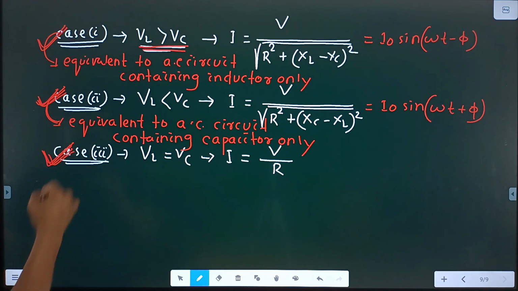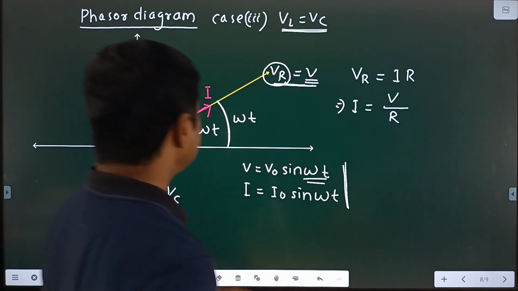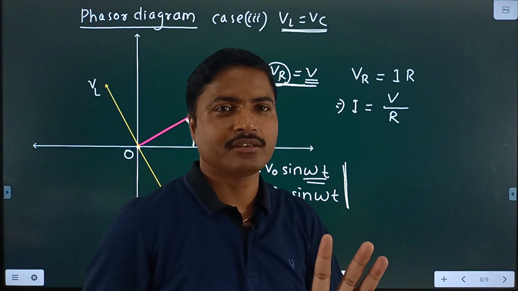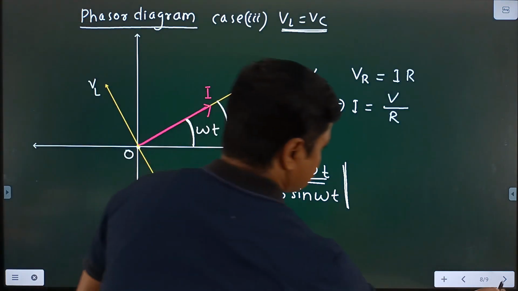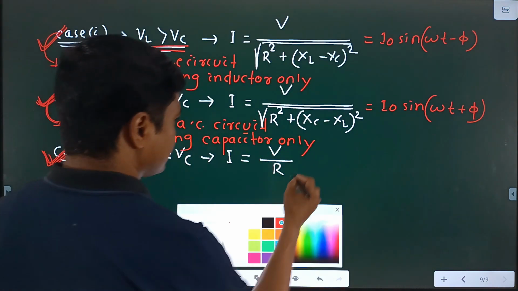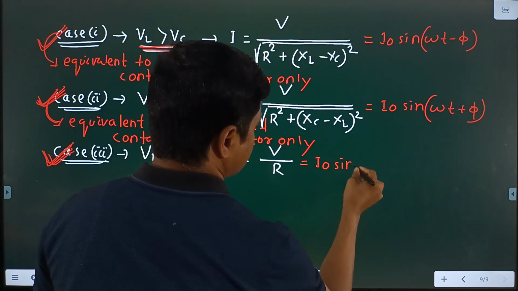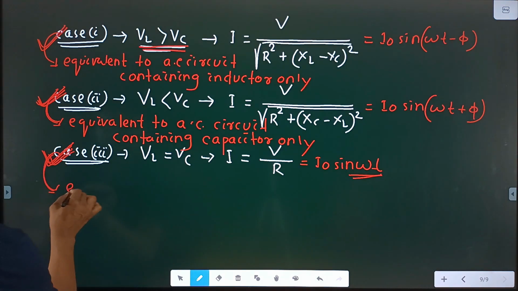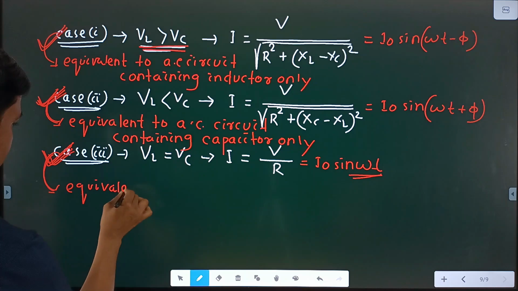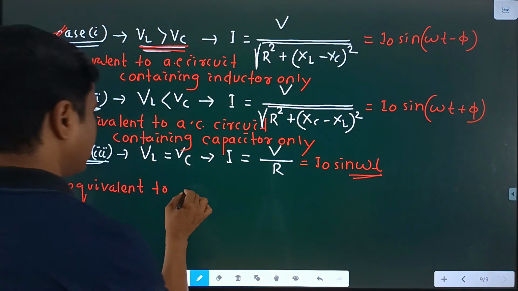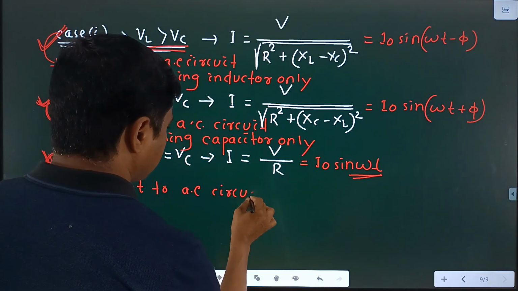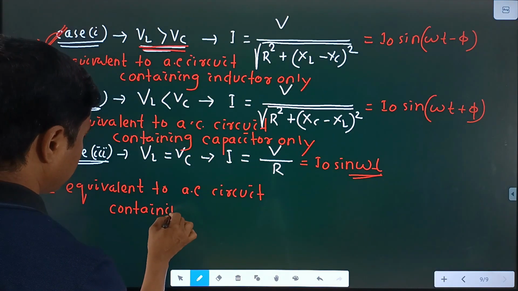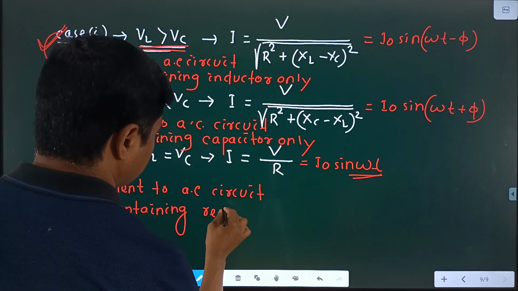Similarly, this one is the third case. In the third case, current and voltage are both in the same direction. Same direction means same phase. Same phase means that is the R circuit. Here you write the expression of current, I is equal to I0 sin omega t. Sin omega t means the LCR series circuit is equivalent to an AC circuit containing a resistor only. Clear?